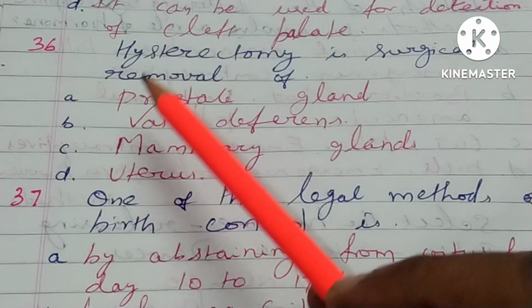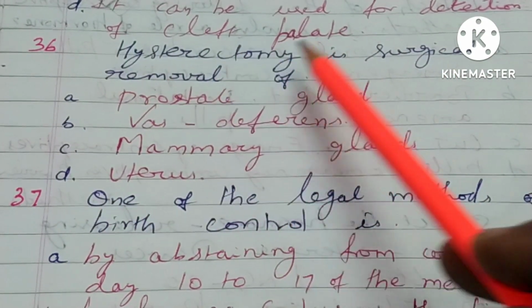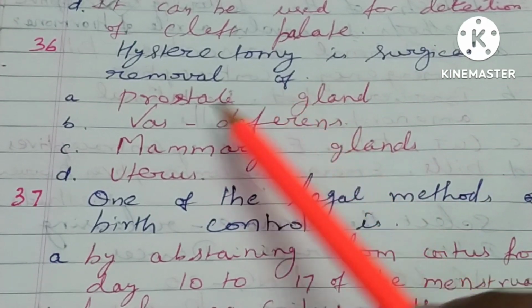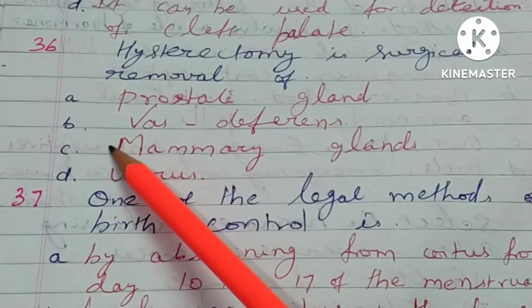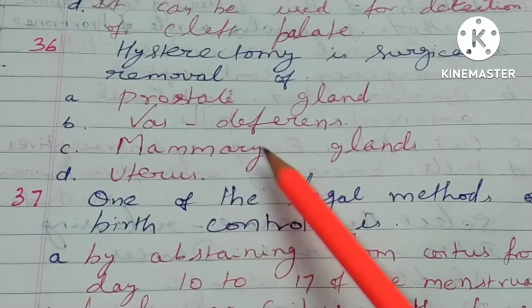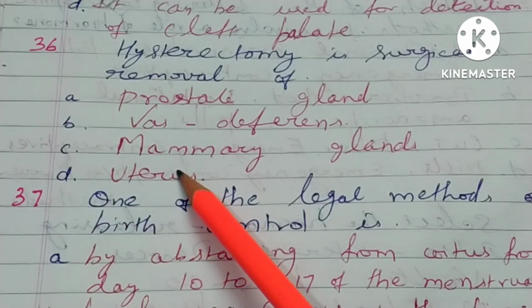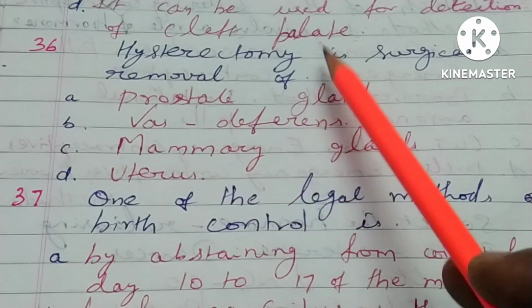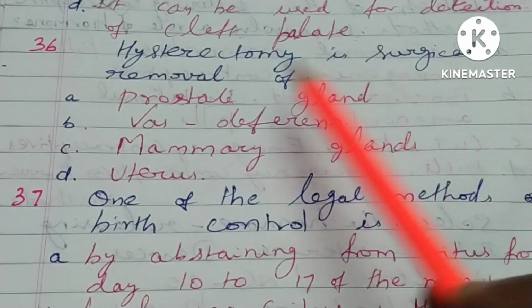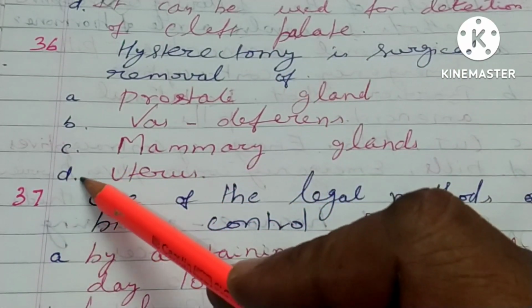Next one. Hysterectomy is a surgical removal of: option A, prostate gland. Option B, vas deferens. Option C, mammary gland. Option D, uterus. Hysterectomy is surgical removal of uterus is the answer.